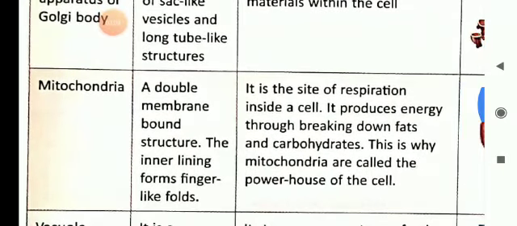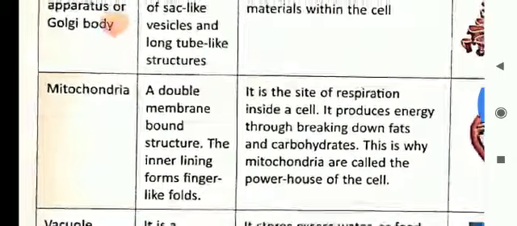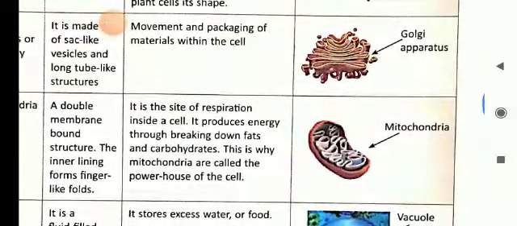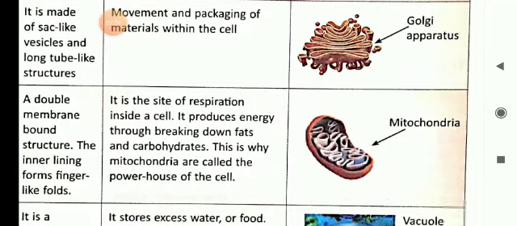Fourth is mitochondria. Mitochondria is a double membrane bound structure. See the figure? The inner lining forms finger-like folds inside the mitochondria. It is the site of respiration inside a cell. That means the respiration takes place in mitochondria and it produces energy through breaking down fats and carbohydrates.